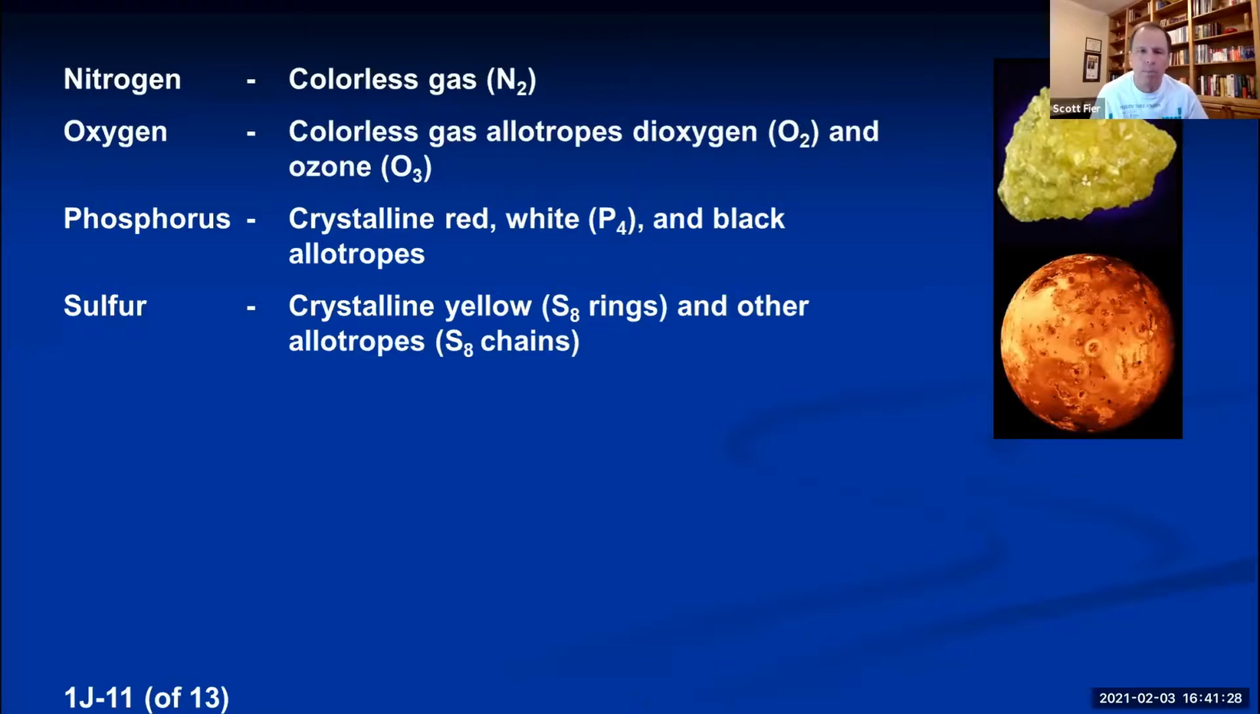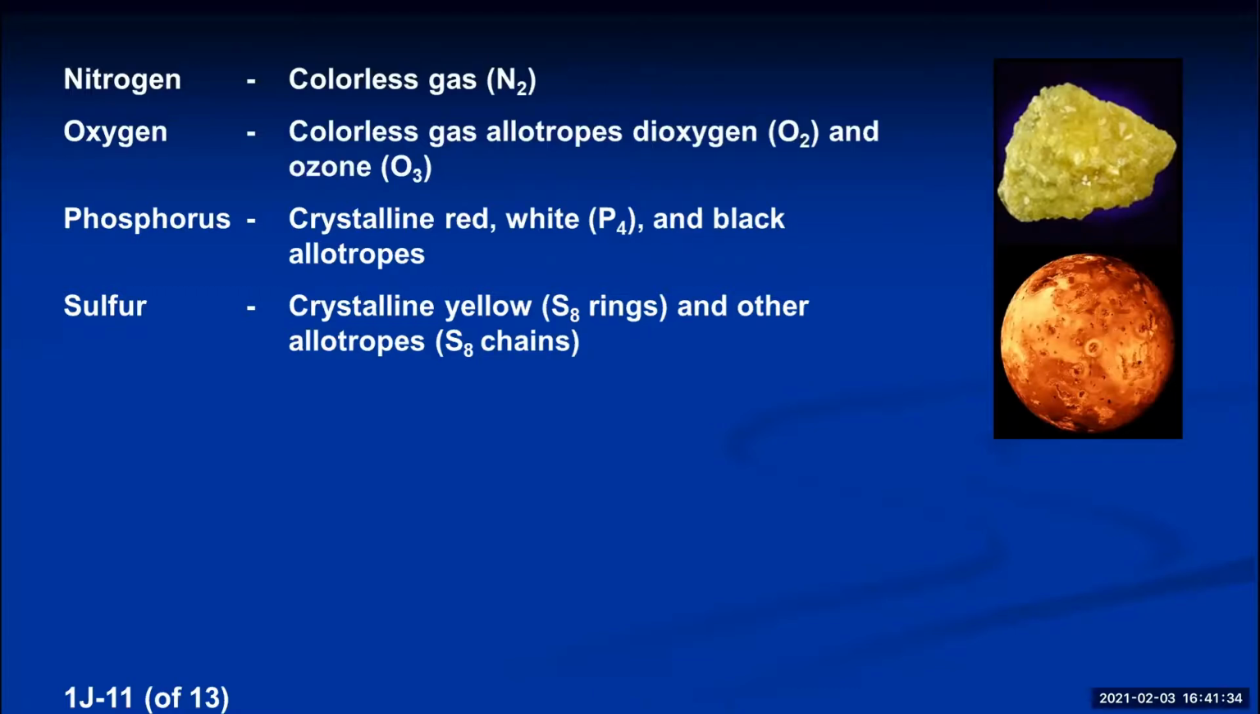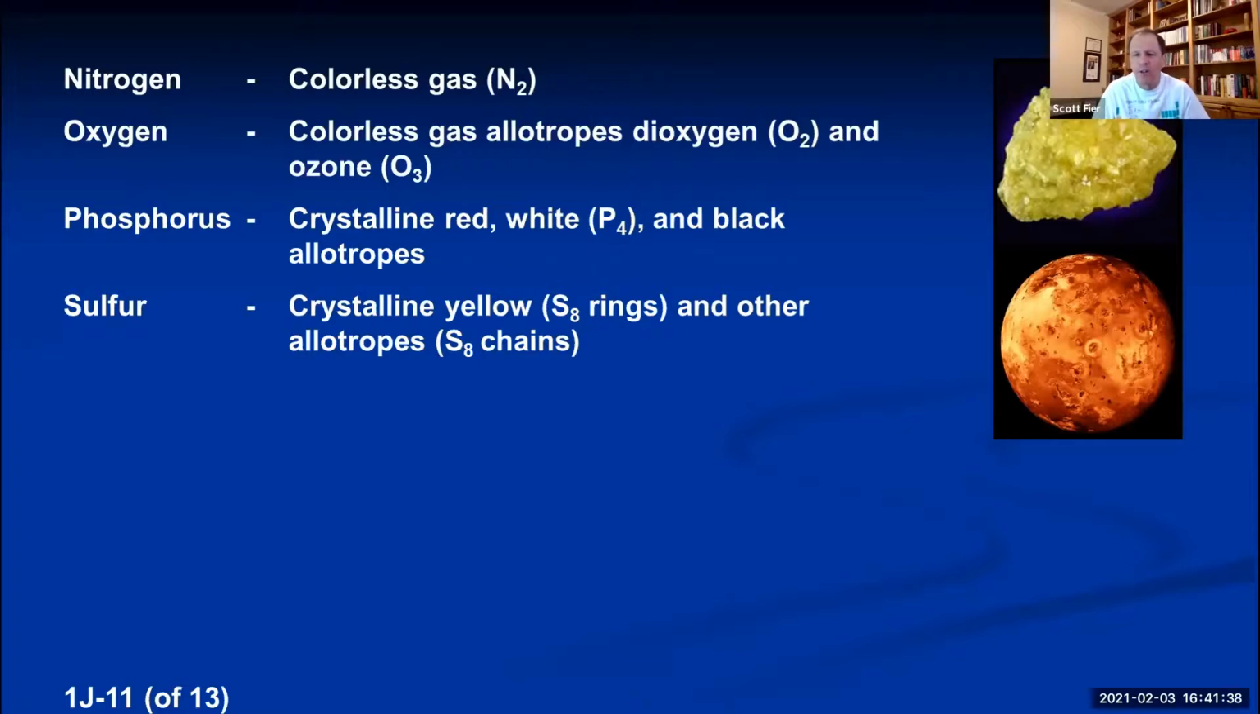So you can have different allotropes of sulfur if you break these rings and create chains out of them. This is one of the moons of Jupiter. Do you know what moon that is? Titan? Europa. Oh, no, that's not Europa. Sorry. This one's covered with yellow and orange. It's covered with sulfur, not with ice. This is Io. Io has tons of sulfur in it.